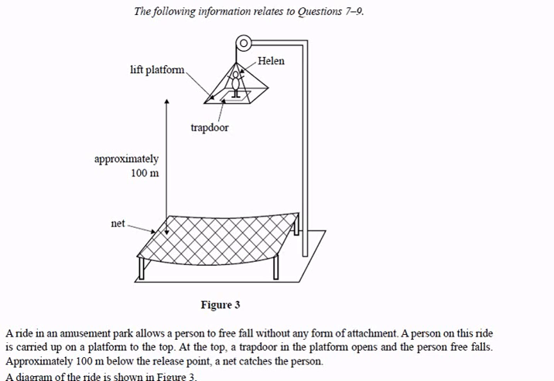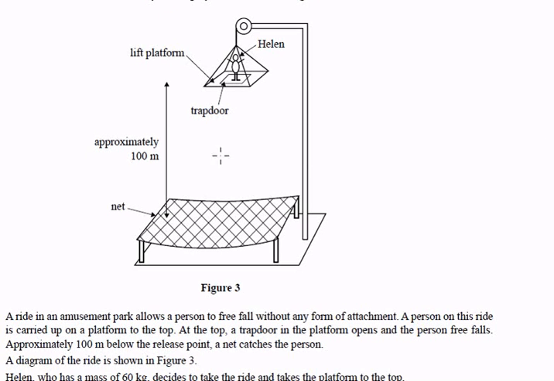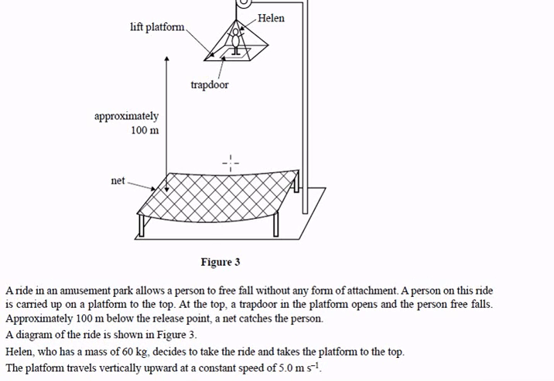Alright, in this question, there's a girl being lifted up in this platform, 100 metres high, and then she's dropped and she falls down. So a person on this ride is carried from the platform to the top. At the top, the trapdoor opens, the person falls down, and then she's caught. The diagram is shown here. Her mass is 60 kgs.